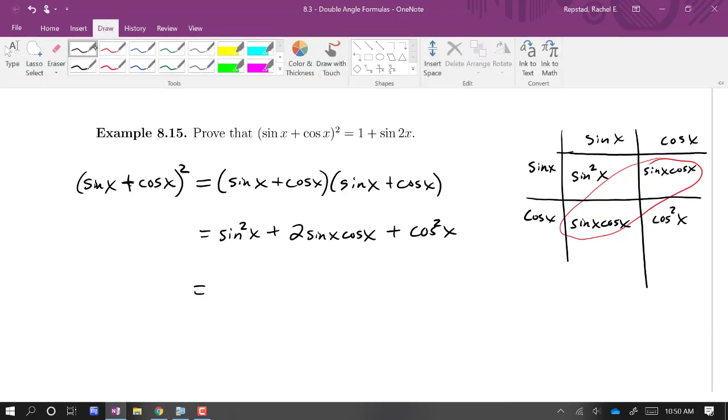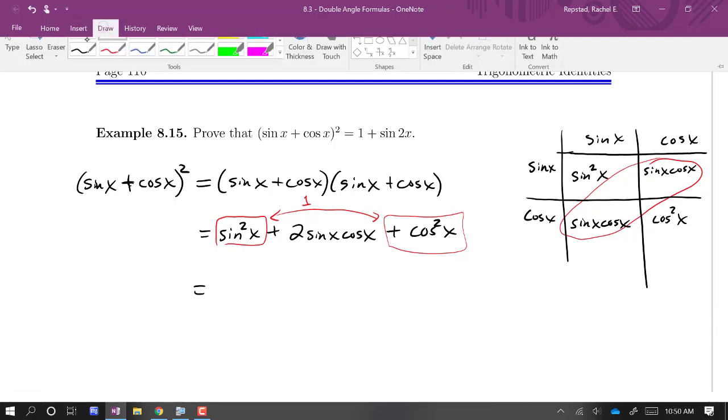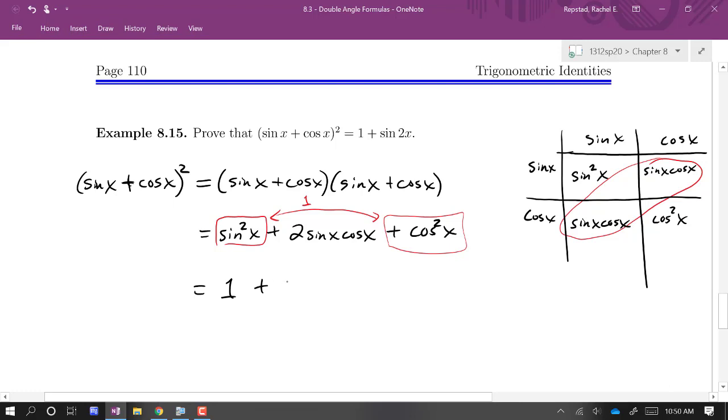We can simplify this piece right here. We have the sine squared x plus cosine squared x, and if you add sine squared x and cosine squared x, you might recognize this as being the Pythagorean identity. That's equal to 1. That is always 1. So this is 1 plus 2 sine x cosine x. And we can get the desired result now just by recognizing that we can use the double angle formula for sine. 2 sine x cosine x is equal to sine of 2x.